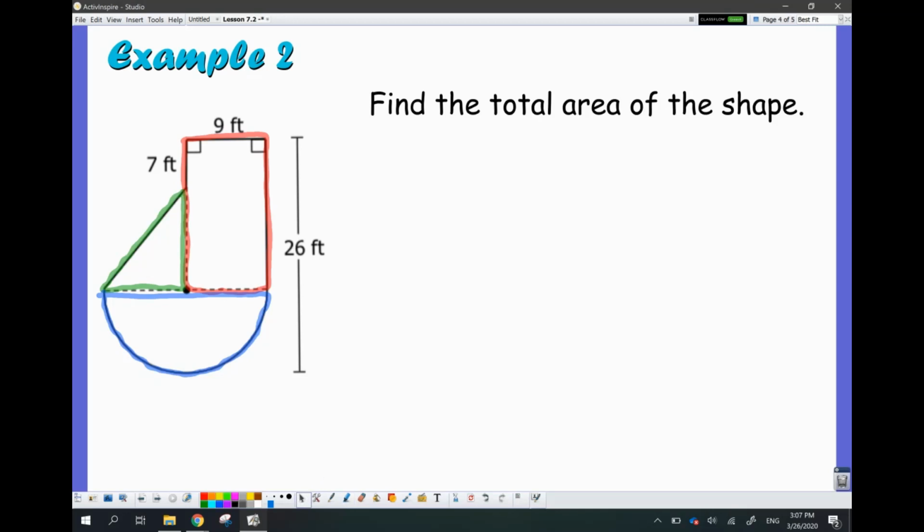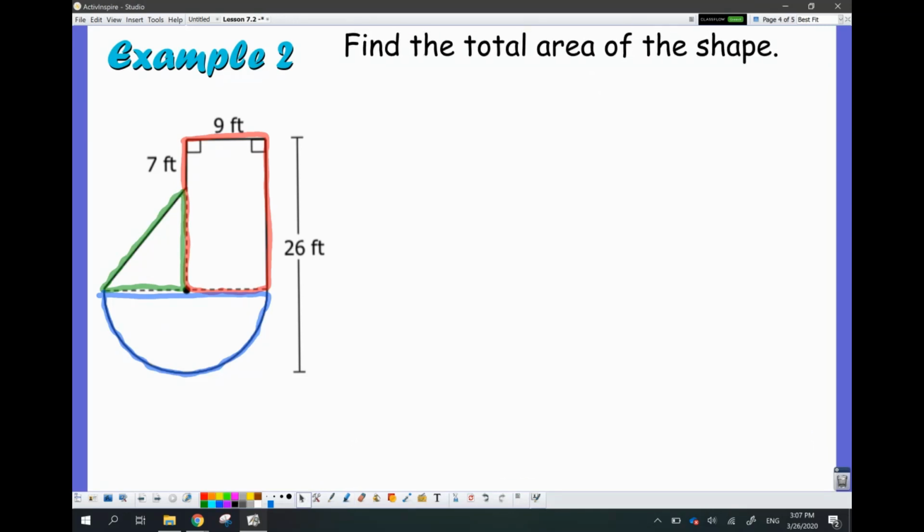So why don't we start with the easiest one? Let's start by finding the area of the rectangle that we have. So let me create a section up here for the rectangle. And I remember that the area of a rectangle is simply base times height. So I'm going to identify the base and the height. Now remember that in a rectangle, it doesn't matter which one is the base and the height, as long as they are perpendicular to each other.